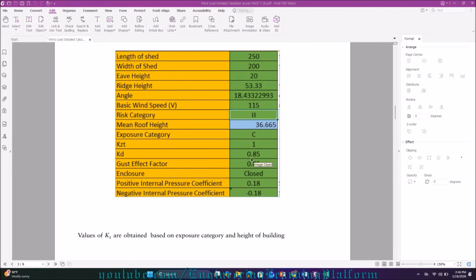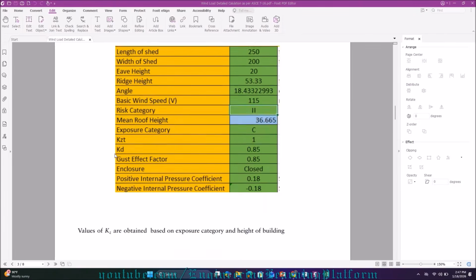Then KZT factor is 1 because our structure is not located on any sort of hill or ridge. Then KD is 0.85 based on our structure. Then gust effect factor is 0.85. I already told you how we select these factors. And enclosure is closed. Based on this enclosure category, our positive internal pressure comes out to be 0.18 and negative internal pressure comes out to be minus 0.18.